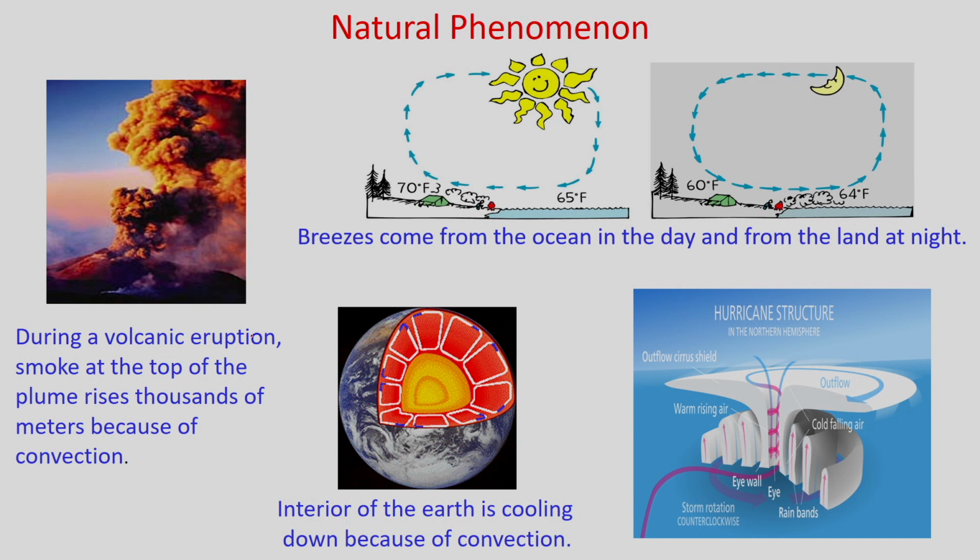Here you can see during a volcanic eruption, smoke at the top of the plume rises thousands of meters because of convection. Here you can see the interior of the earth is cooling down because of convection. There will be natural convection here, and in different types of cyclones, once it moves from one place to another and it rotates. This is also one example of convective heat transfer, because this cyclone is actually formed due to the change of temperature.